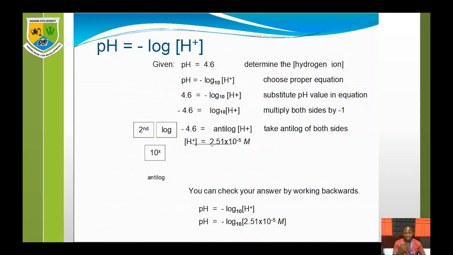You can verify this number, you can check this answer by working backwards. So pH equals negative log to base 10 of hydrogen ion concentration. Taking it backward, you replace hydrogen ion concentration with 2.51 times 10 to the power of -5. That's going to give you the same value that was given initially, 4.6.